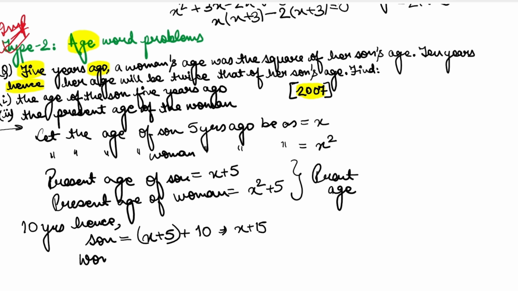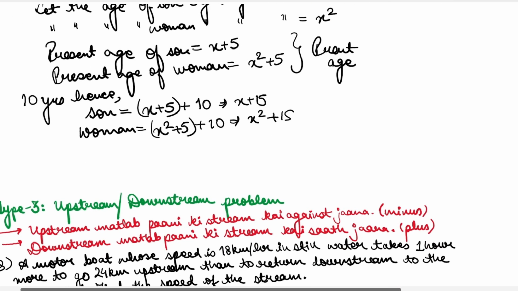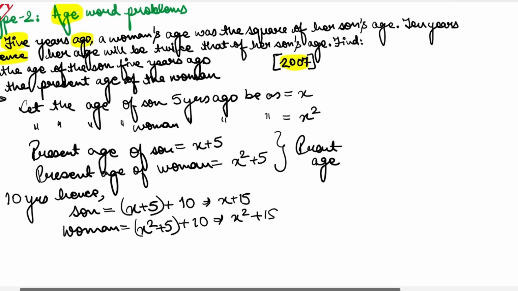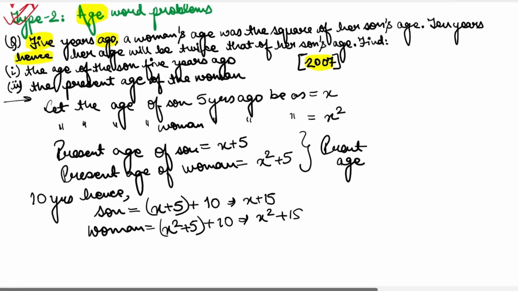Similarly, if a woman is 40 years old now, and after 10 years, how old will she be? 50 years. We added 10 to it. Similarly, we'll write it as x square plus 5 plus 10, which is x square plus 15. Now, according to the statement, what does the question say? Find the age of the son 5 years ago and the present age of the woman. So we have to find x.